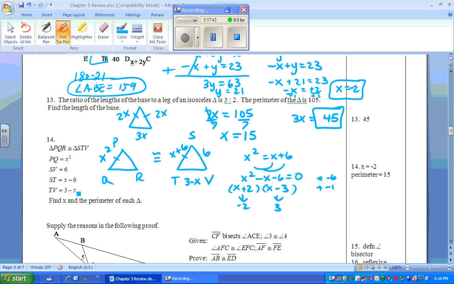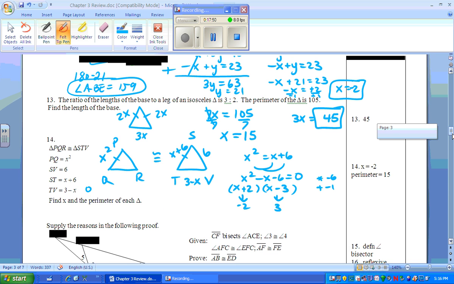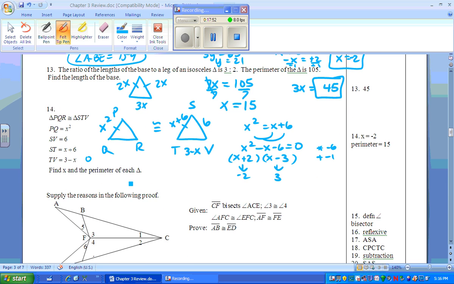If I plug in 3 here, I get 3 minus 3, which is 0. Can that happen? No, that cannot happen. So because that cannot happen, the positive answer doesn't work. So negative 2 is the only x that works. So x equals negative 2.